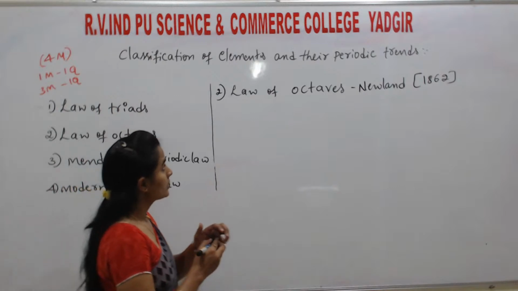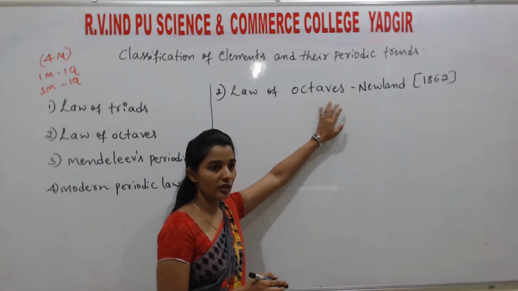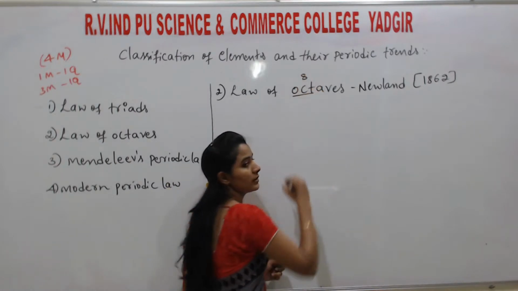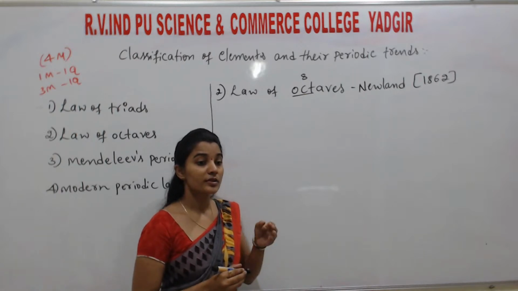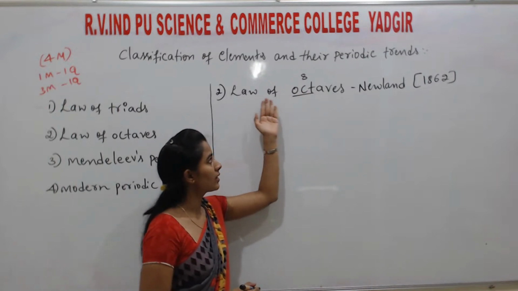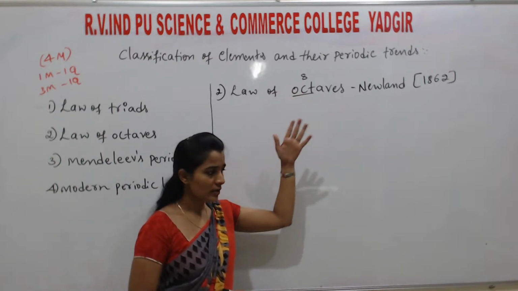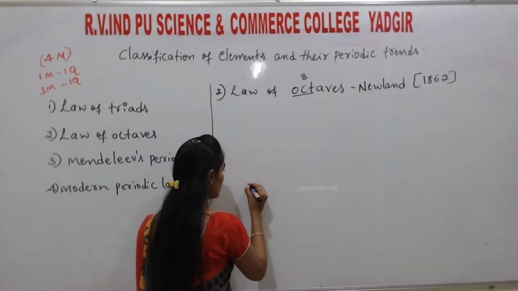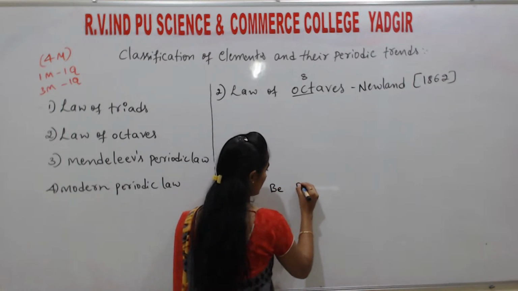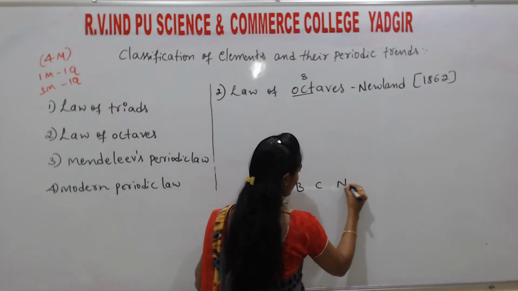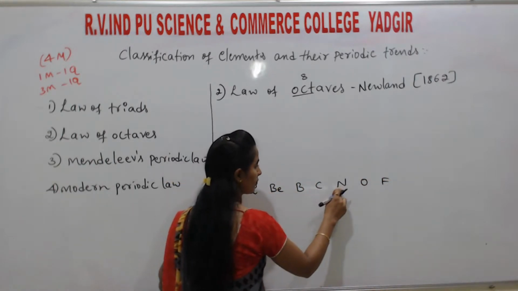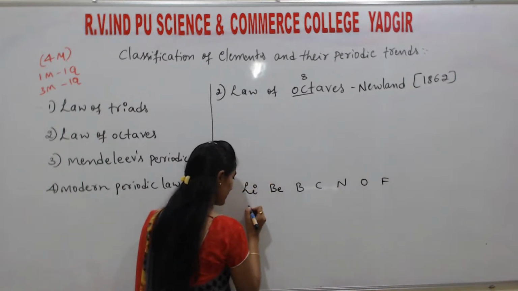So students, here this is the law of octaves. Okay, triads means a set of 3 elements as I told. Oct means 8 elements. The set of 8 elements is explained by this Newlands. That's why this is called the law of octaves. Understand? So first I write the set of elements. So listen, start from lithium, beryllium, boron, carbon, nitrogen, oxygen, fluorine. So listen, 1, 2, 3, 4, 5, 6, 7. Okay, next 8.